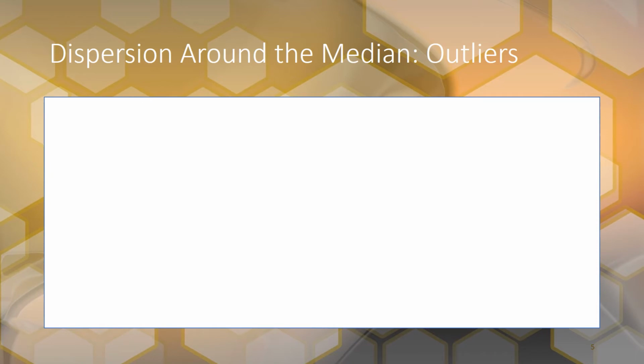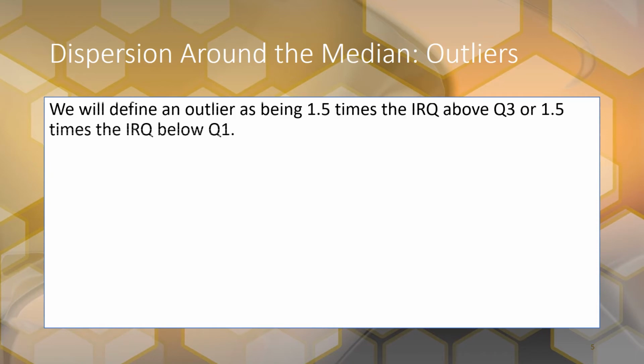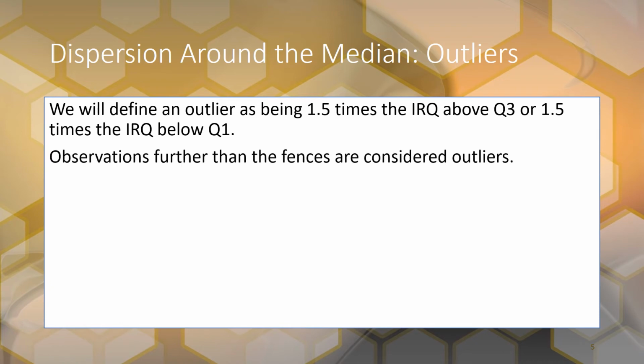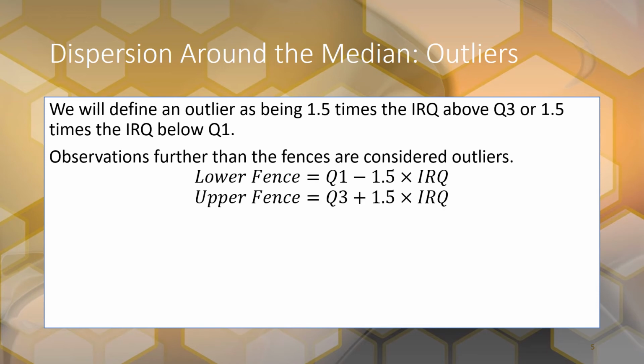Now I'm going to talk about outliers from the median. We will define an outlier as being 1.5 times the interquartile range above quartile 3 or 1.5 times the interquartile range below quartile 1. Observations further than the fences are considered outliers. The lower fence equals quartile 1 minus 1.5 times the interquartile range, and the upper fence equals quartile 3 plus 1.5 times the interquartile range.